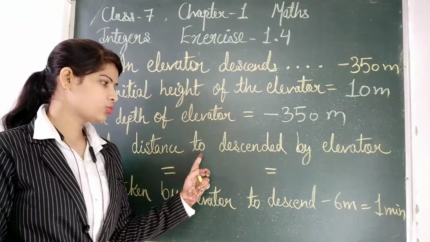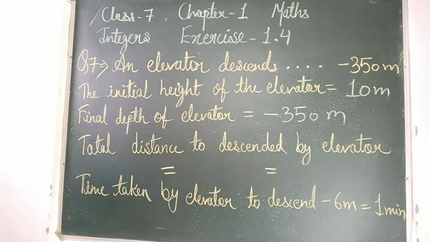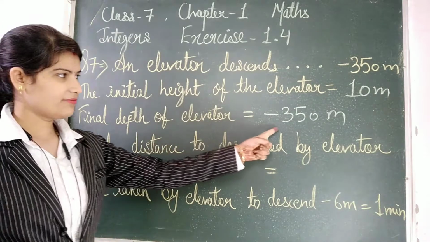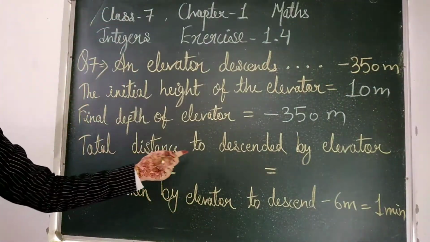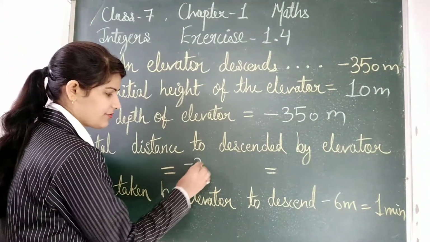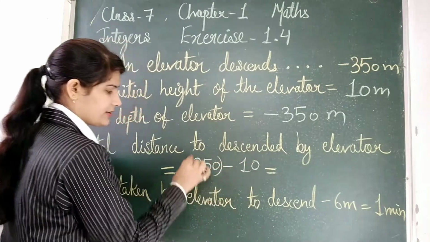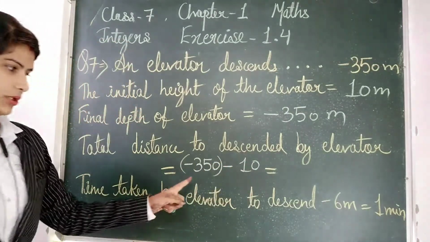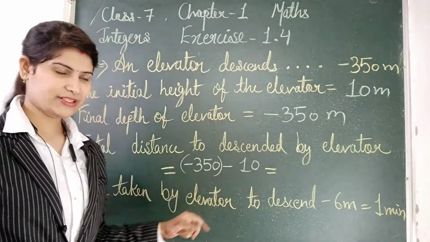Total distance descended by the elevator, how can you find it? Simple, by subtracting both the digits. Because final depth minus initial depth, you will get the total distance descended by the elevator. So, minus 350 and 10. That means both will be subtracted. Already here is the minus sign, this is the subtraction sign.